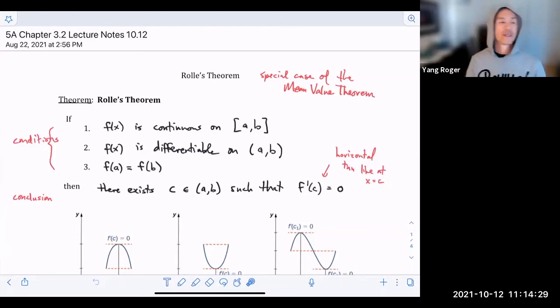And before we get to the mean value theorem, we first look at a special case of the mean value theorem. And this special case is called Rolle's theorem.